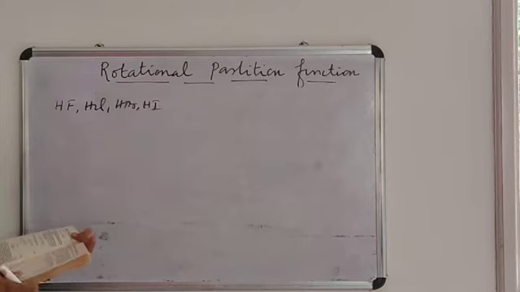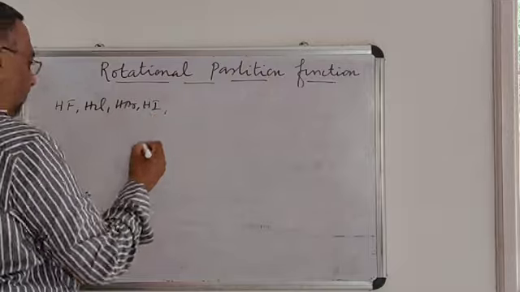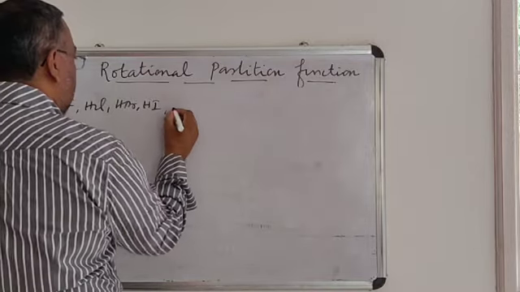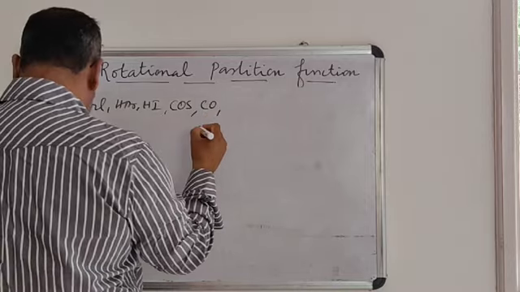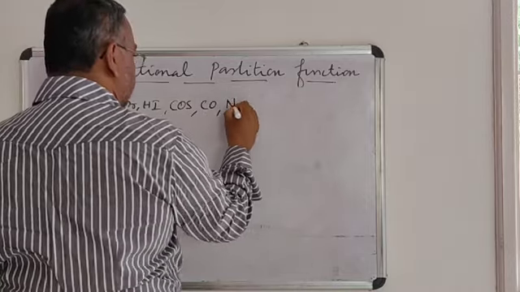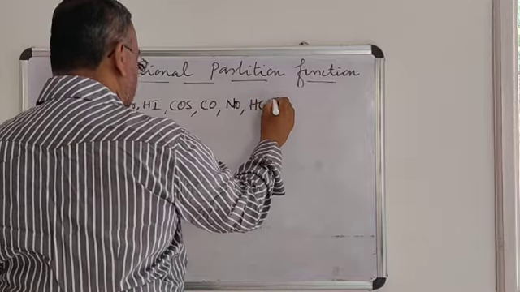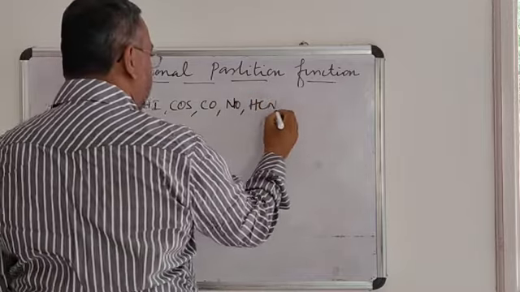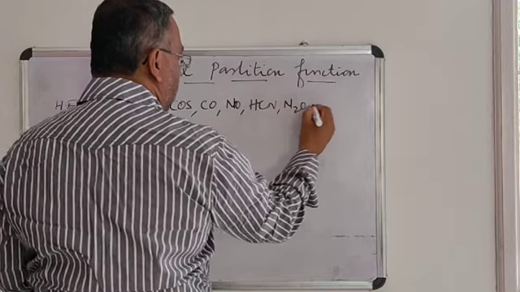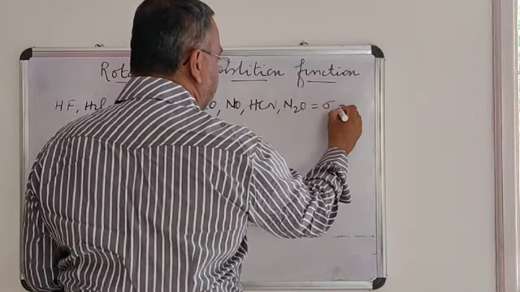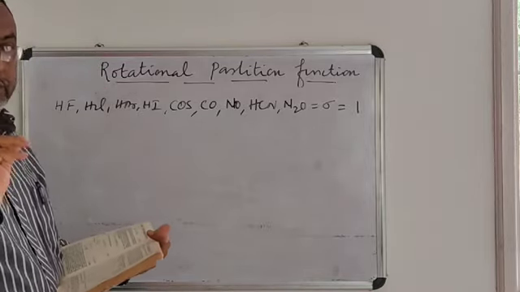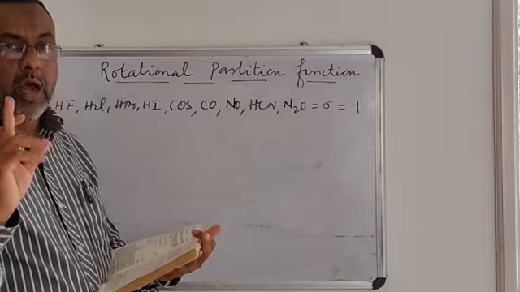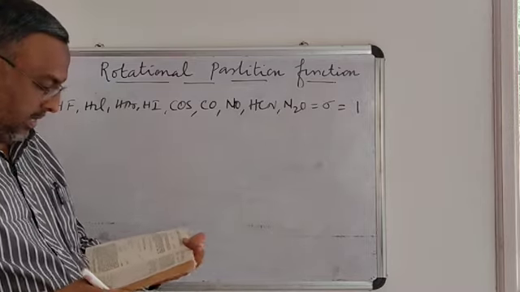Therefore, for these molecules, the value of sigma is 1 because it gives only once. Okay, HI, COS, carbon monoxide, nitric oxide, HCl, N2O. For all these molecules, sigma is equal to 1. Remember, because they will give indistinguishable pattern only once at 360-degree rotation.